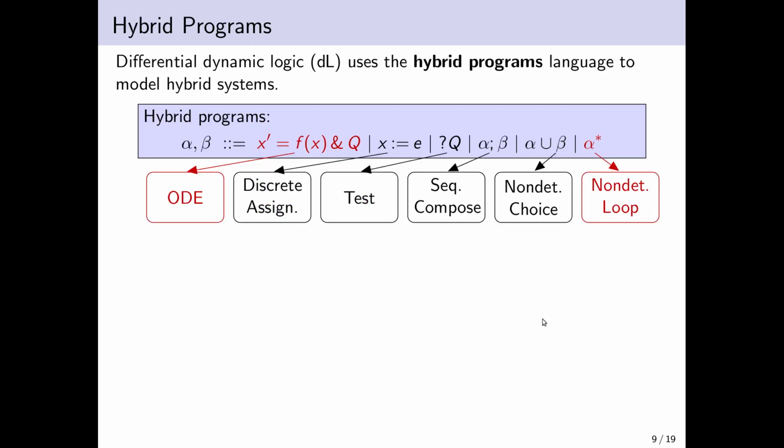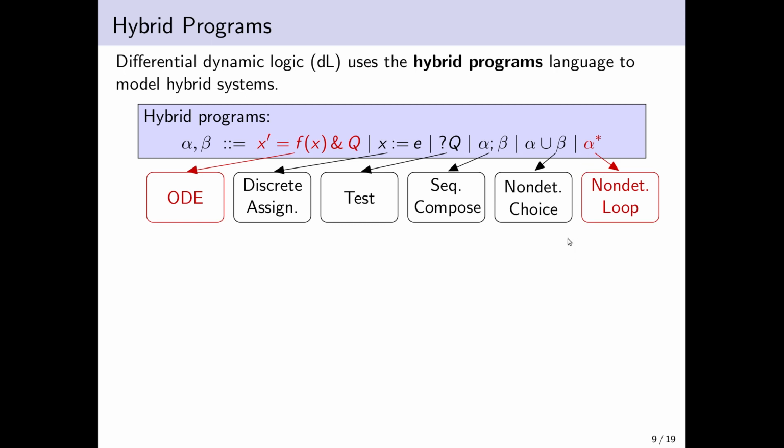Okay. Now, the other ingredient that we need here is the language of hybrid programs from differential dynamic logic. The central idea of hybrid programs is to combine continuous and discrete dynamics within the same language. I'm showing you the full language here, and you can see that what we're allowed to write down is continuous dynamics in the form of ordinary differential equations. We can also write down the usual operators of discrete programs like assignments, tests, sequential composition, non-deterministic choice, as well as loops.